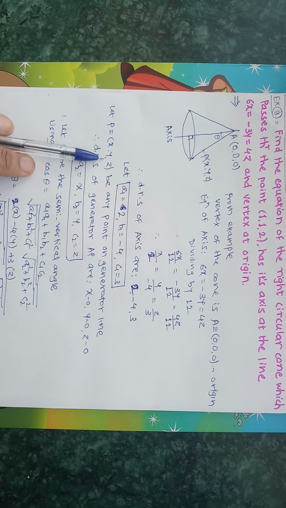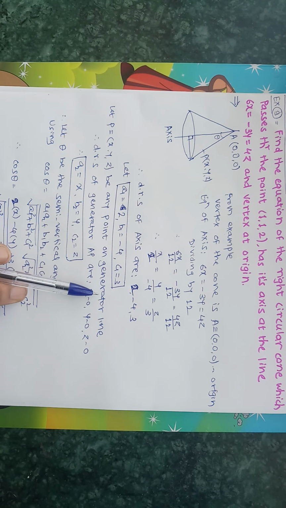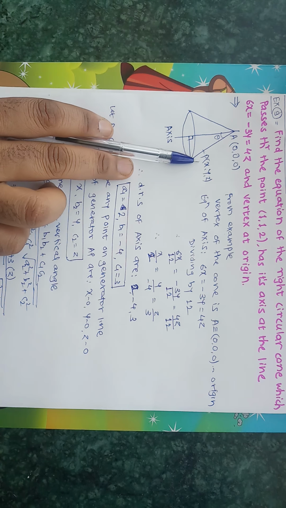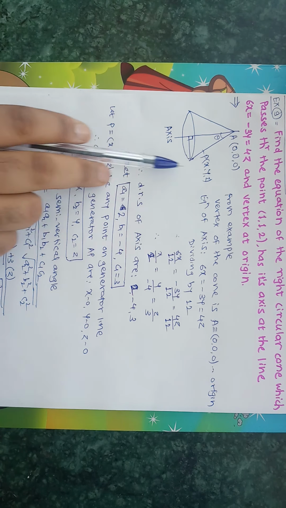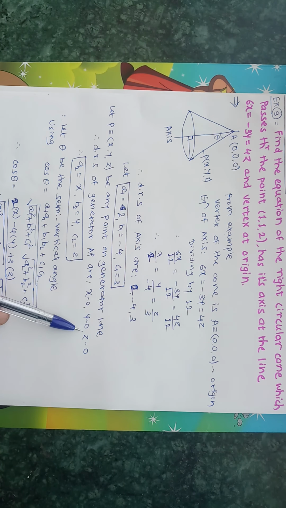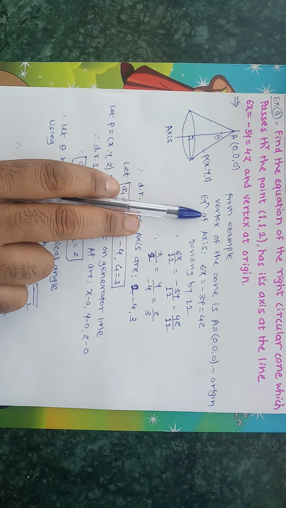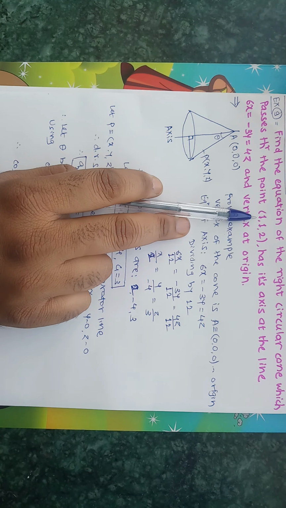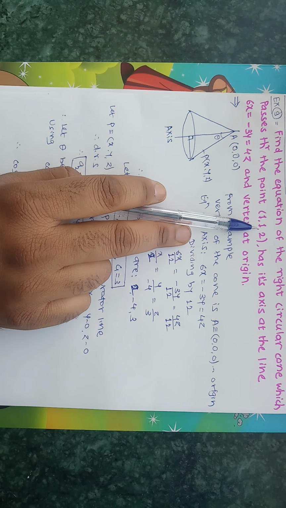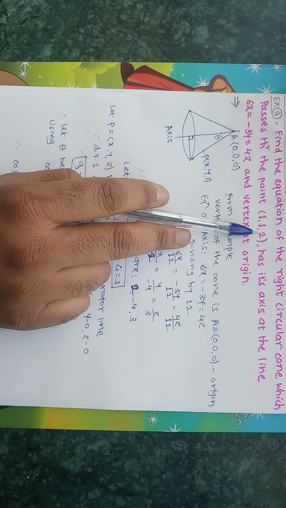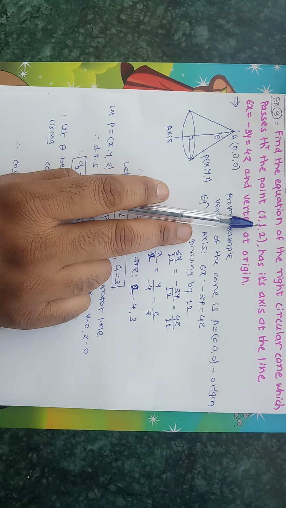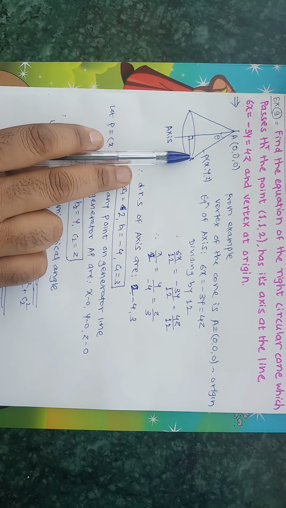Similarly, let P(x, y, z) be any point on the generator line. This is the point P on the generator line. So the DRs of the generator are x - 0, y - 0 and z - 0. Right? That means x, y, z are a2, b2, c2. And in the problem, the semi-vertical angle is not given. So one more condition is given there: one point through which the cone passes. That means this point will be on the cone, and I will take that point on the generator line as Q.